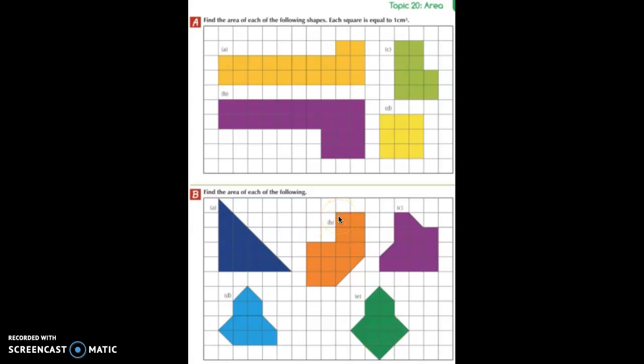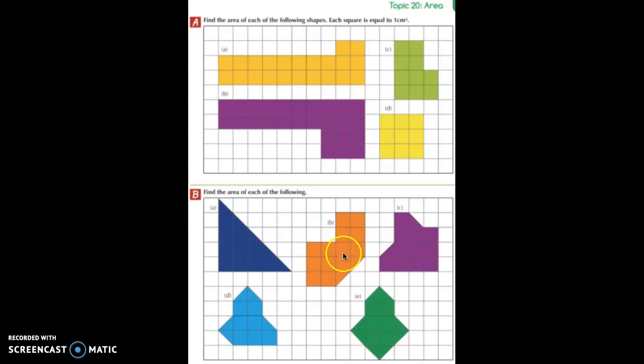So to find the area, I'm going to have to count up all of the colored squares. I'm going to show you an example with activity B, question B here. So I'm going to count the full squares. Now remember, each square is equal to 1 centimeter squared. 1, 2, 3, 4, 5, 6, 7, 8, 9, 10, 11, 12, 13. There are 13 full centimeters squared there.